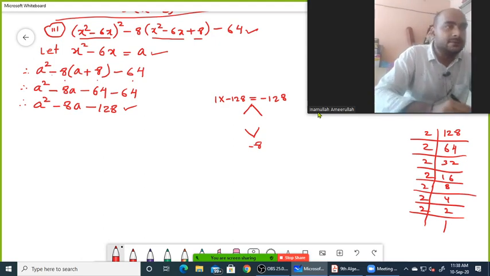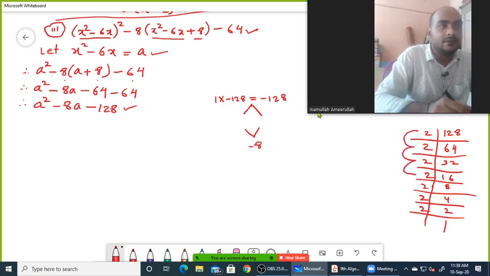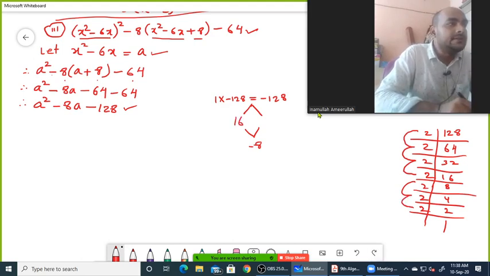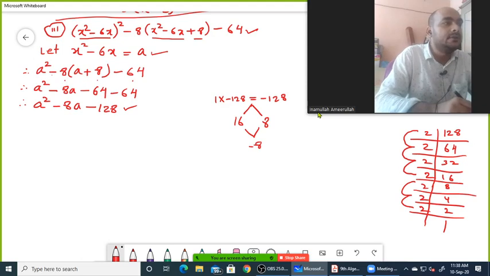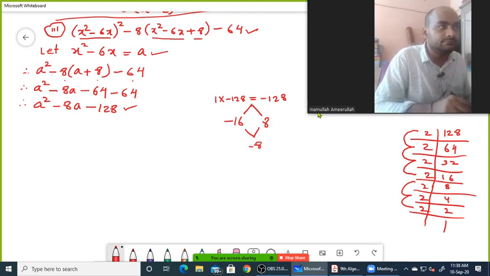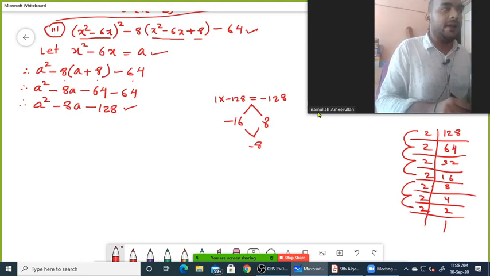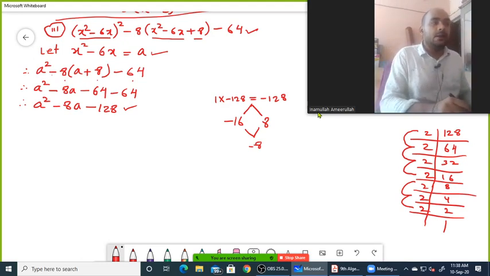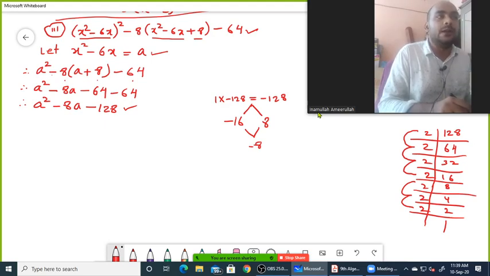Look at this: 2 2s are 4, 4 2s are 8, 8 2s are 16, and 2 2s are 4, 4 2s are 8. So we can take 16 and 8 as two linear factors. Since we need negative 128 and negative 8, here I can take negative 16 and positive 8. When we multiply minus 16 and plus 8, we get minus 128, and when we add negative 16 and positive 8, we get negative 8.